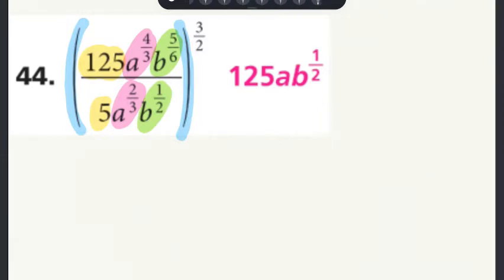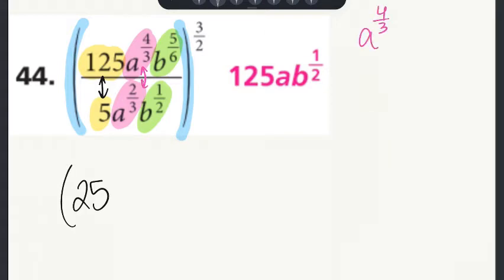Okay, so first we're going to do 125 divided by 5 because they're both coefficients. You're just dividing them, you get 25. Then I'm going to take care of the A's. They are both a to some kind of exponent. So it's supposed to be a to the 4 over 3 minus 2/3. So I apologize about the typo. So it's a to the 2/3.